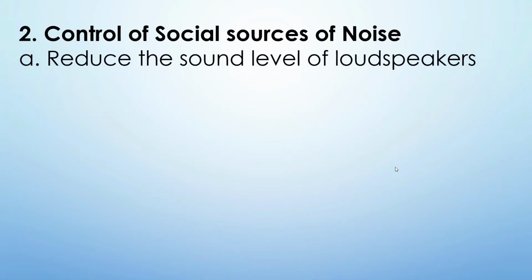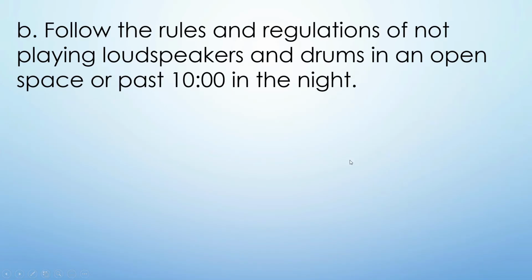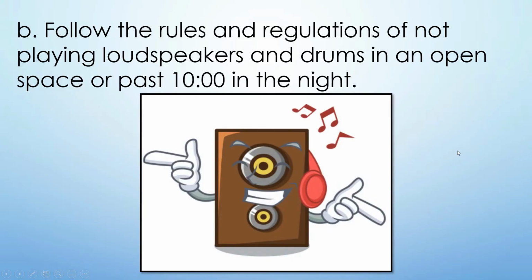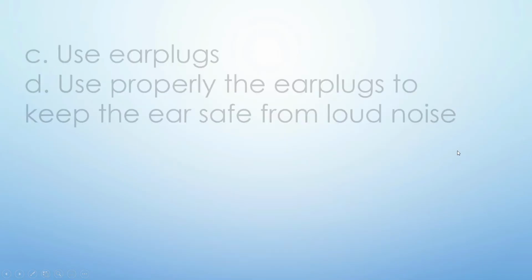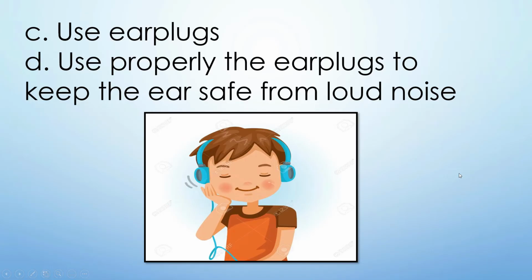Next is number 2, control of social sources of noise. In letter A, reduce the sound level of loudspeakers. In letter B, follow the rules and regulations of not playing loudspeakers and drums in an open space or past 10 o'clock in the night. Letter C, use earplugs. And letter D, use the earplugs properly to keep the ears safe from loud noise.